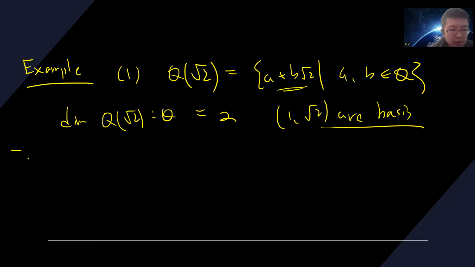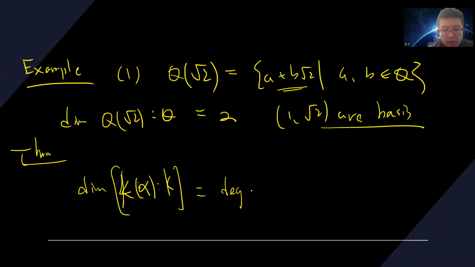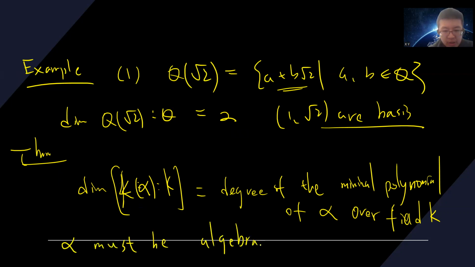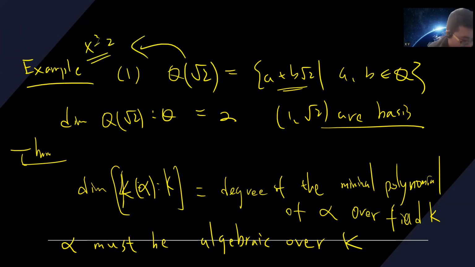Notice that there is a theorem that the dimension of K(alpha) over K is the degree of the minimal polynomial of alpha over K. So this means that in order to make this finite, alpha must be algebraic over K. In this case, for square root of 2, the minimal polynomial is x squared minus 2, so the dimension is 2.